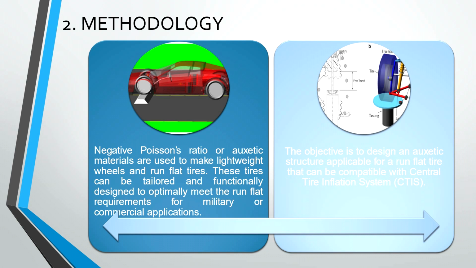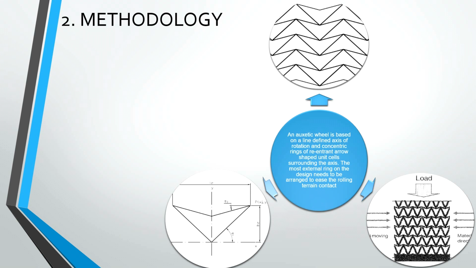The objective is to design an auxetic structure applicable for a round flat tire that can be compatible with a CTIS. An auxetic wheel is based on a line-defined axis of rotation and concentric rings of re-entrant arrow-shaped unit cells surrounding the axis. The most external ring on the design needs to be arranged to ease the rolling terrain contact. As we can see in the figures, we have some examples.